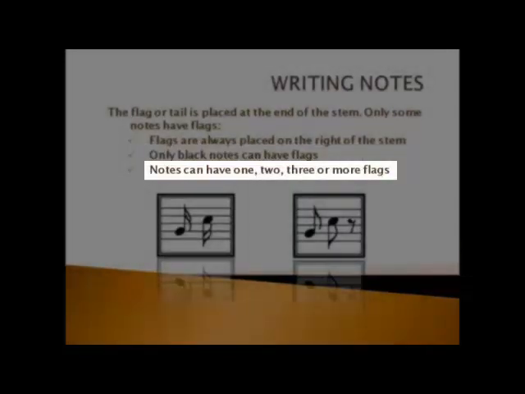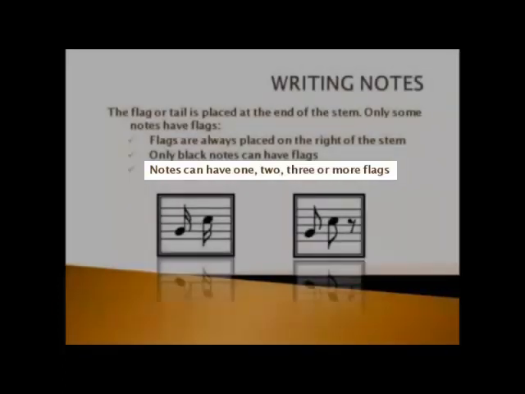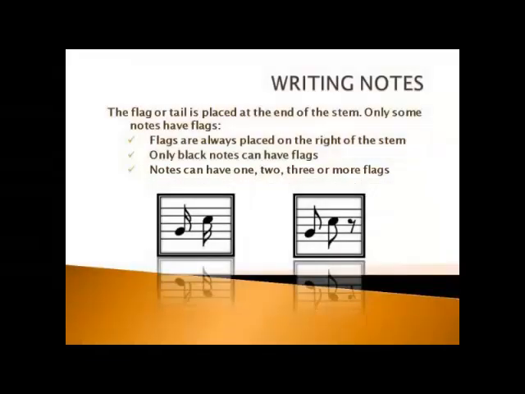The flags are for 16th notes and 32nd notes and 8th notes, so they have to be colored in. And depending on the value of the note, you could have 1 flag if it's an 8th note, 2 flags if it's a 16th note, 3 flags if it's a 32nd note, and 4 flags if it's a 64th note. We won't go any further than that. How's that? And that's even further than what you need to know at this level.